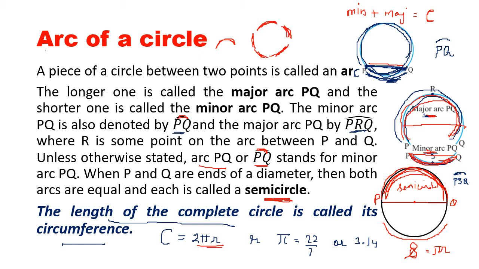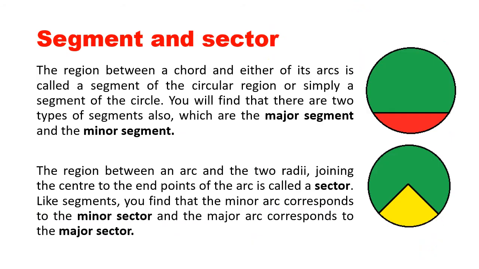So arc of a circle is what? It is a piece of the circumference. When the whole circle is broken down, then the piece of the circumference is called the arc. So the new definitions you are learning today are chord and arc. And we got two more definitions to do, segment and sector.